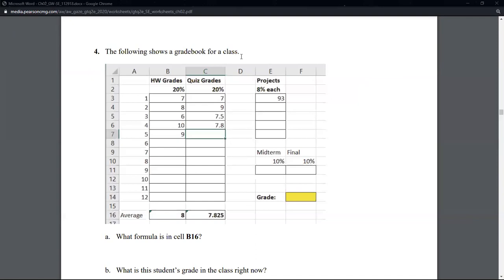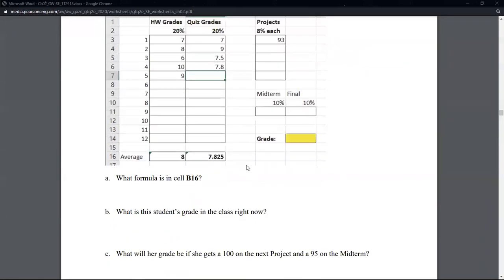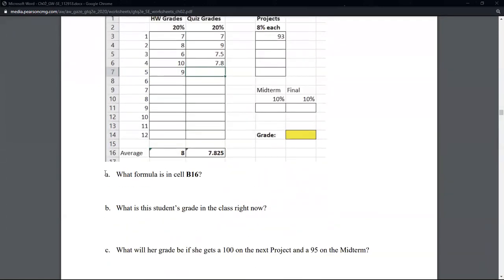4 out of 5 is an 80. Or this one was worth 4 and I got a 3. 3 out of 4 is a 75. You just do the division and it gives you the number. That's all it is.